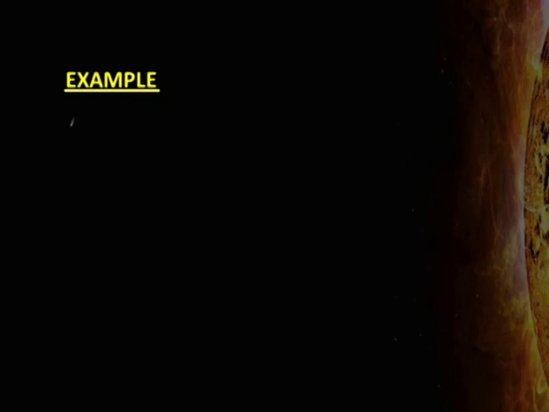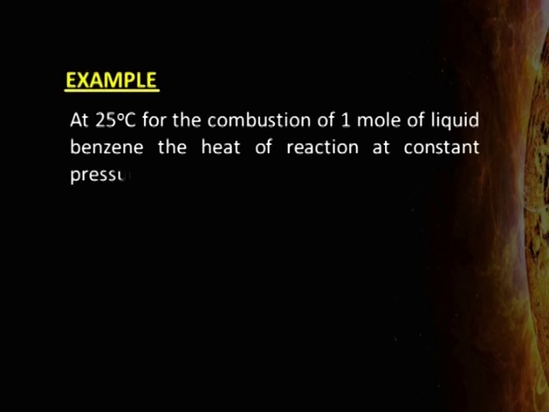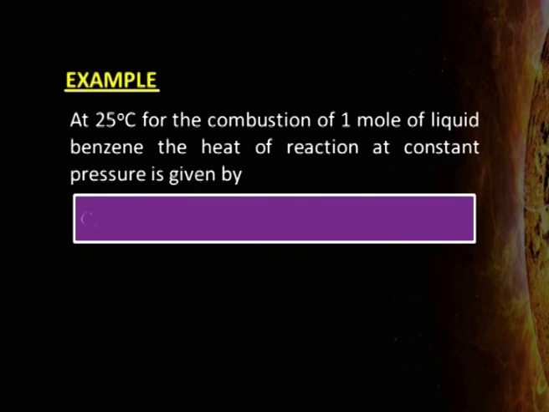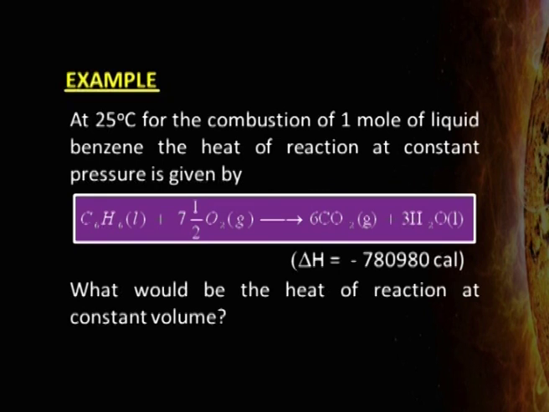If heat of reaction at constant pressure is given, then we can calculate the heat of reaction at constant volume. Let us have a look at an example. At 25 degrees Celsius, for the combustion of 1 mole of liquid benzene, the heat of reaction at constant pressure is given by liquid benzene plus 7.5 gaseous oxygen gives you 6 carbon dioxide gaseous plus 3 H2O liquid, and delta H is given as minus 780,980 calories or 780.980 kilocalories. What would be the heat of reaction at constant volume?